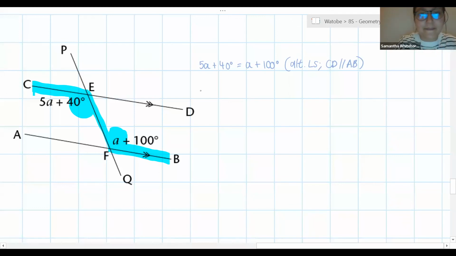Then I brought the 40 degrees to the other side, which becomes a negative. And I brought the A to the other side, which becomes a negative also. Good, well done. So something like that. Yes. Awesome. Okay. Then my answer was 4A equals 60 degrees. Excellent. And so how do we now get A alone? Oh, we divide it by 4. Excellent. And what is 60 divided by 4?